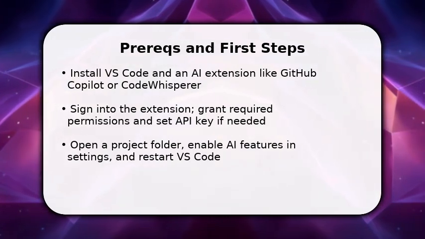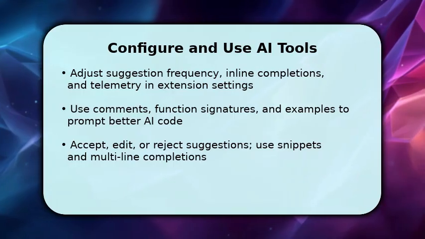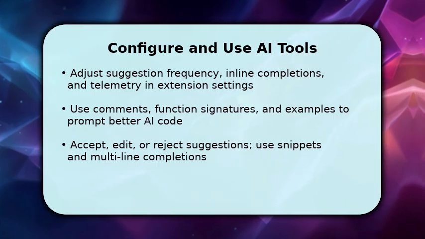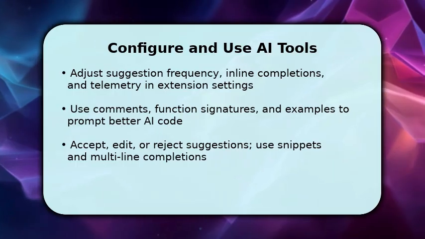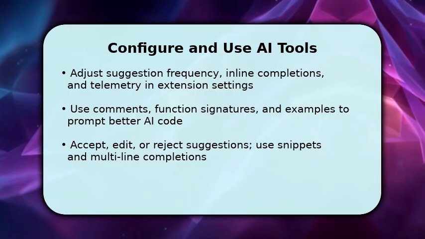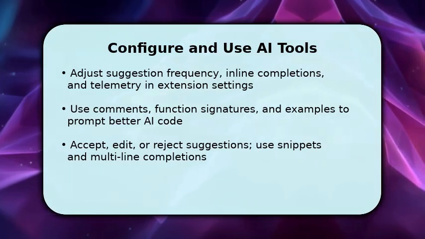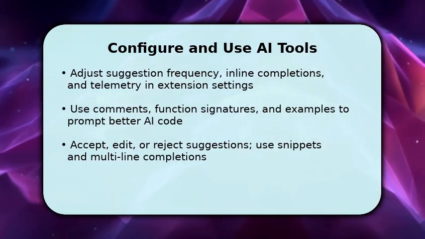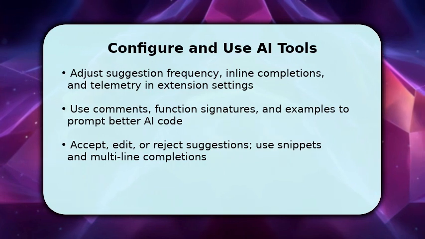Now focus on configuration and practical use. You should tweak suggestion frequency, inline completions, and privacy settings to match your workflow. This reduces noise. Once configured, guide the AI with clear comments, function signatures, and short examples so suggestions are relevant. Try accepting completions, then edit them. You'll learn when to trust the model. Make use of multi-line completions and snippets for repetitive patterns. If performance lags, lower suggestion frequency, and close heavy extensions.